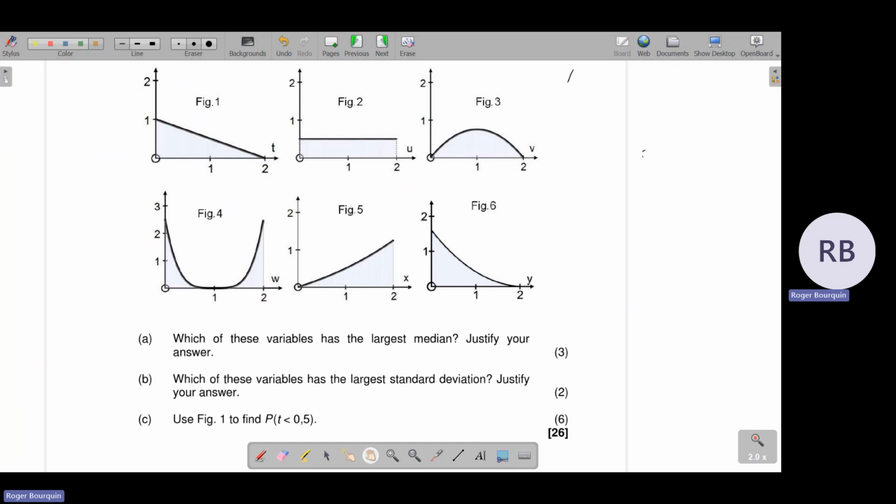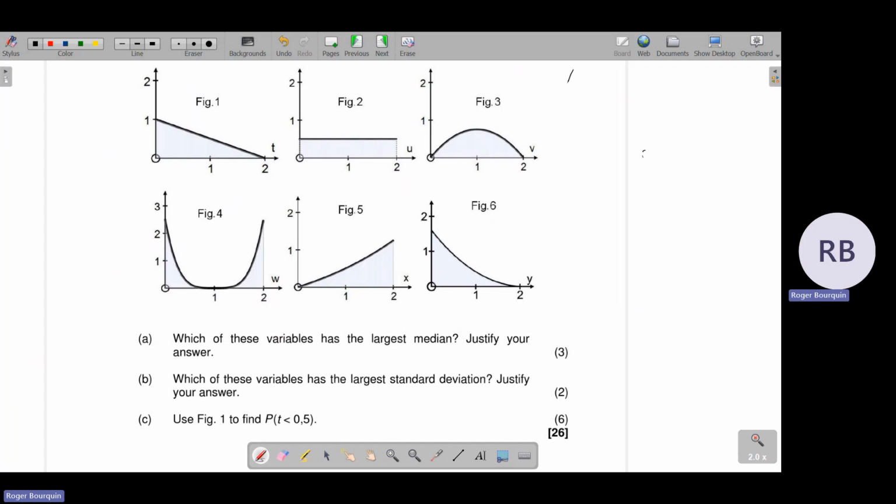The diagram is an explanation. So let's have a look at the first one. Which of those diagrams, T, U, V, W, X, or Y, has the largest median? The key idea, guys: a median occurs where the probability to the left is 50% and the probability to the right is 50%. In other words, it chops the area in half, because area is probability.